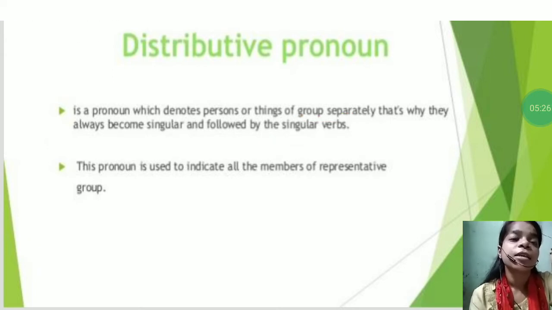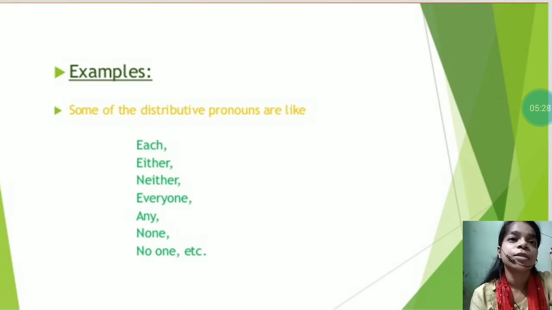Now let's see the distributive pronouns. Here are a few distributive pronouns: each, either, neither, everyone, any, none, no one, etc. This is the list of a few distributive pronouns.